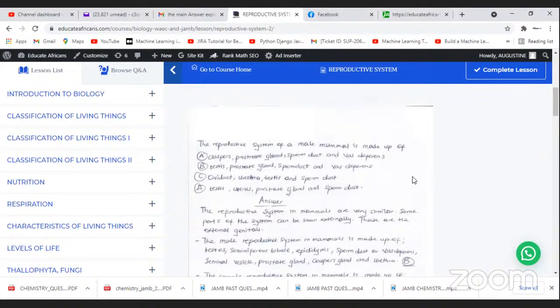So the answer explanation says that the reproductive systems in mammals are very similar. Some parts of the system can be seen externally. These are the external genitals. You know them. The male reproductive system in mammals is made up of the testis, the seminiferous tubule, the epididymis, the sperm duct, and the vas deferens. The seminal vesicle, prostate gland, Cowper's gland, and urethra.